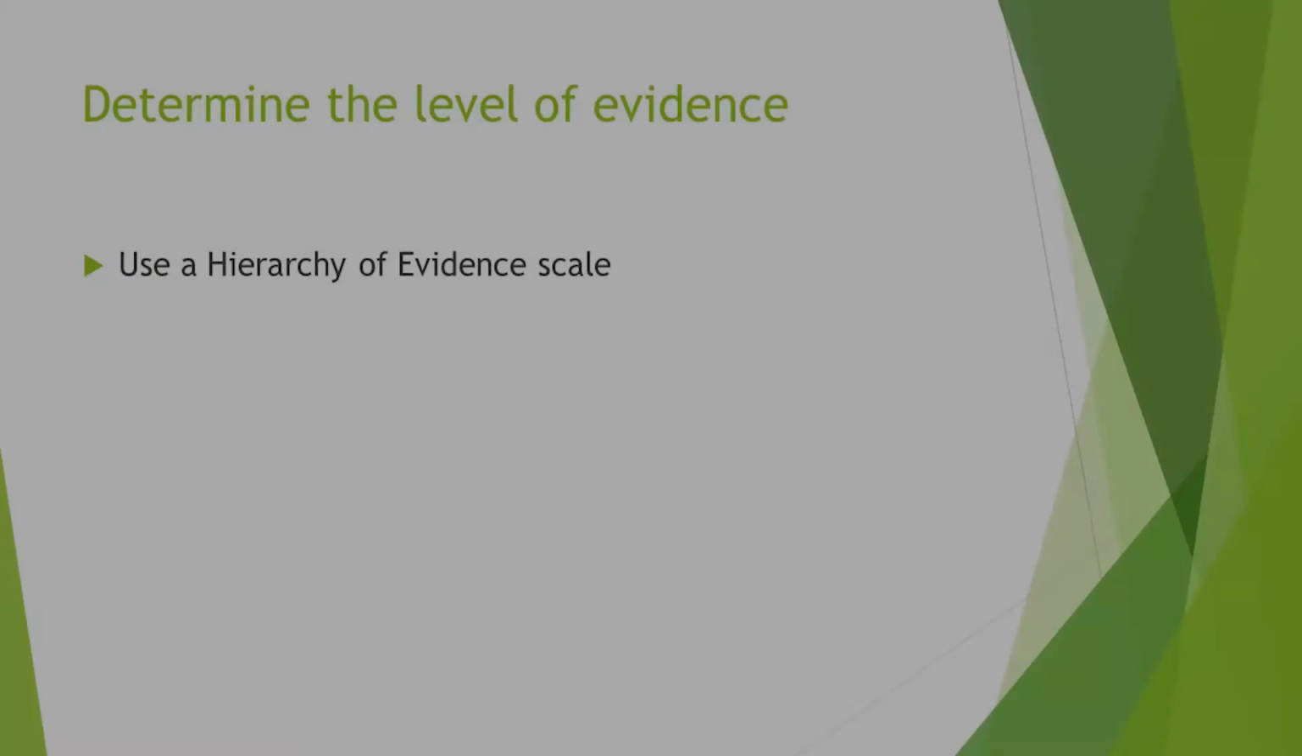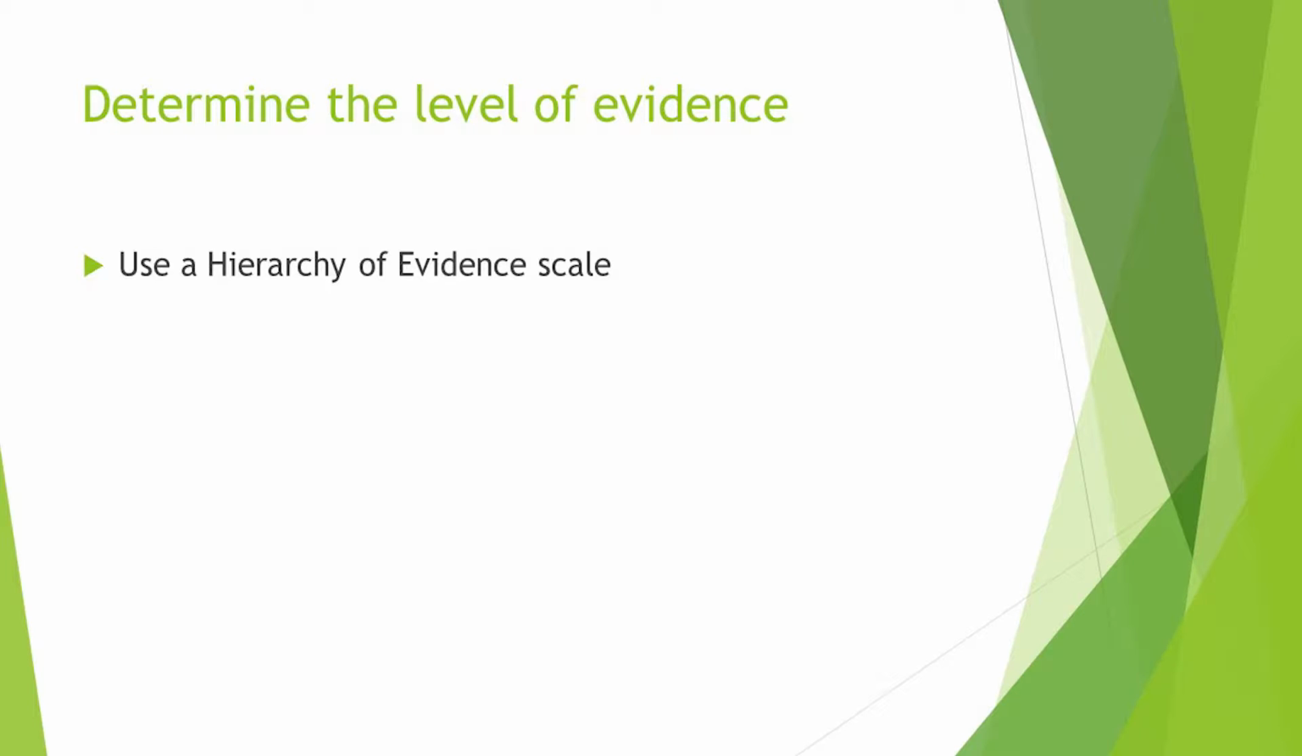The next slide, you need to determine the level of evidence. You use a hierarchy of evidence scale. Oftentimes they are a pyramid starting out with a systematic review being the top level, moving down to an expert's opinion. Oftentimes you can find this in the literature. Fineout-Overholt have a very well developed level of evidence. So you would use this to determine the level of evidence.